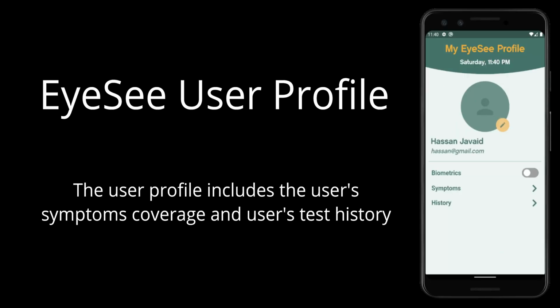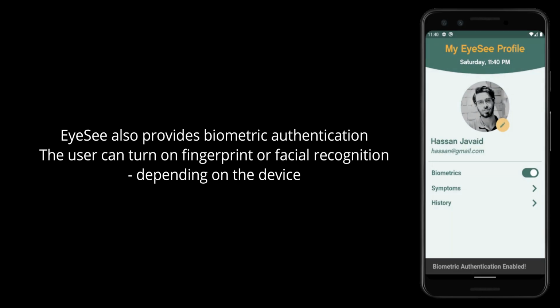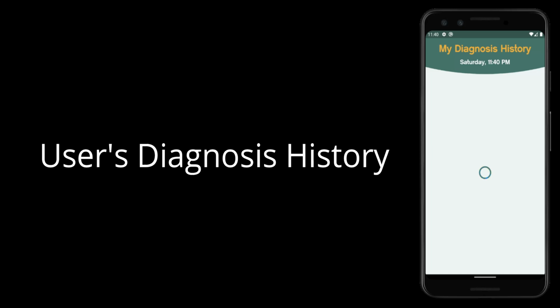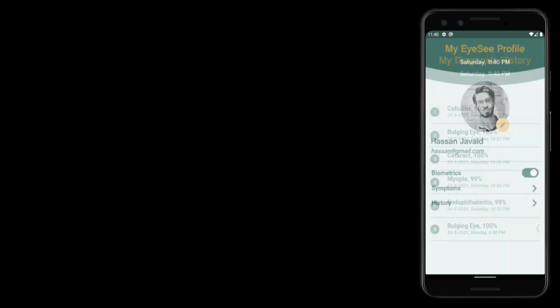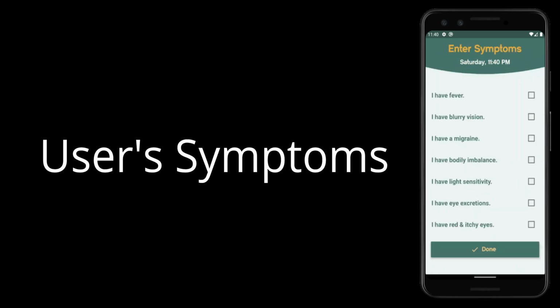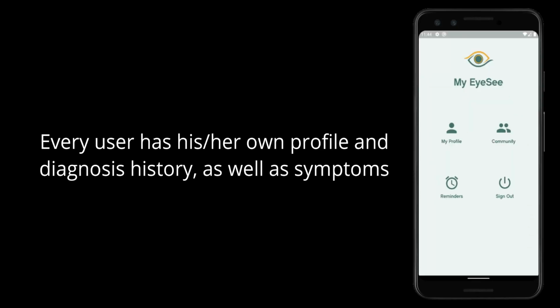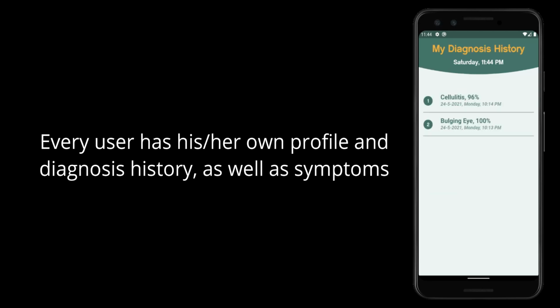The user profile includes the user's symptoms coverage and user's test history. EyeSee also provides biometric authentication. The user can turn on fingerprint or facial recognition, depending on the device. Every user has his or her own profile and diagnosis history, as well as symptoms.